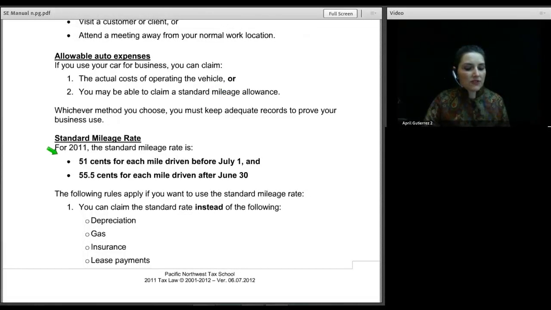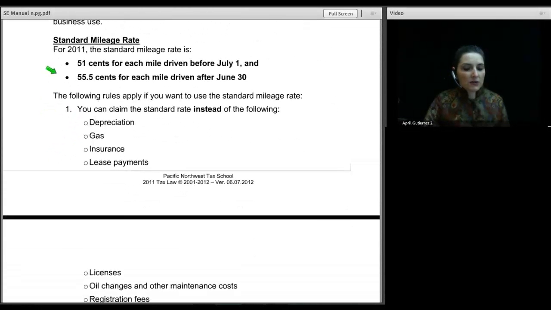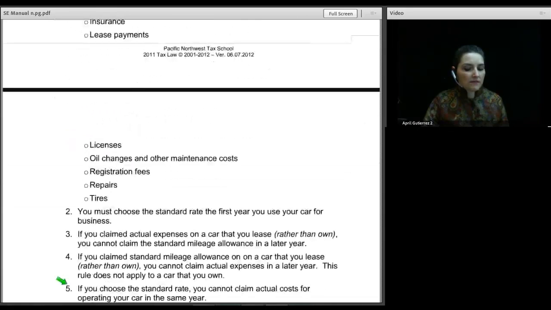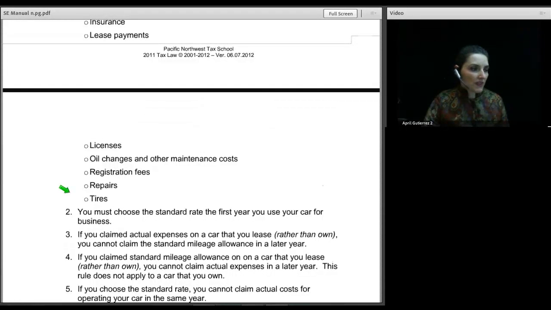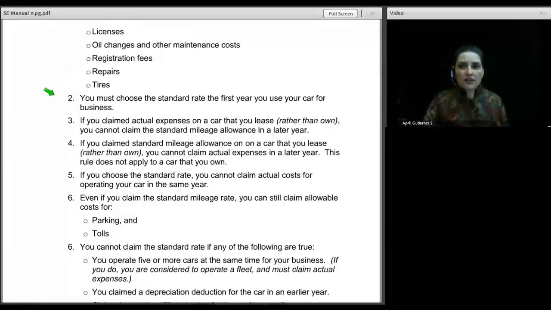If you're claiming standard, for 2011, the standard mileage rate is 51 cents for the first half of the year, 55.5 cents per mile for each mile driven after June 30th. The following rules apply if you want to use the standard mileage rate. When you use the standard mileage rate, you are using it instead of depreciation, gas, insurance, lease payments, licenses, oil changes, registration fees, repairs, and tires. You claim standard mileage rate or these, but never standard mileage rate plus some of the others. But you still can, in addition to the standard mileage rate, claim parking and tolls because those don't have anything to do with the operation of the vehicle.